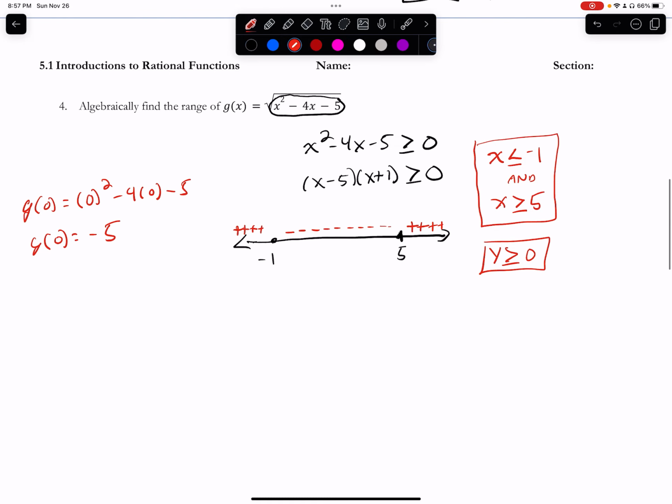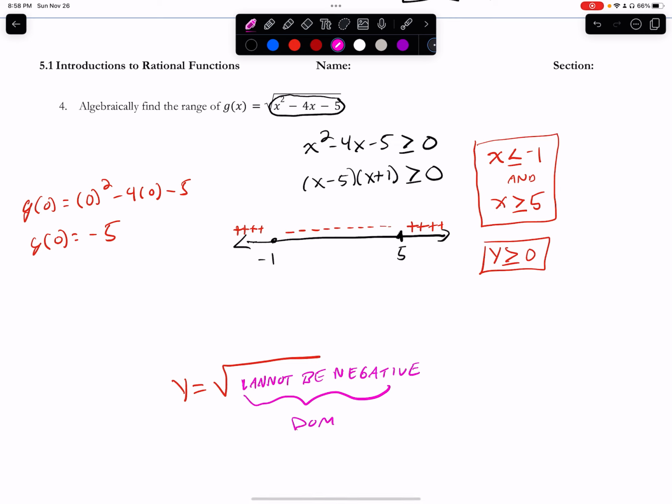So in short, for radical functions, we've got y equals the square root of whatever is underneath here, and this cannot be negative. We cannot get a real number solution if anything under here is negative, and this is what represents the domain. And in general, the range for most radical functions is y is greater than or equal to 0.